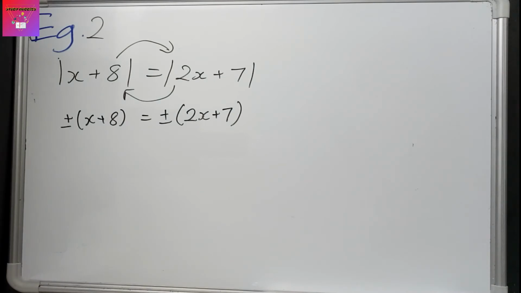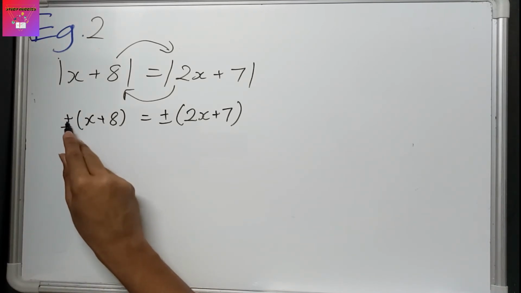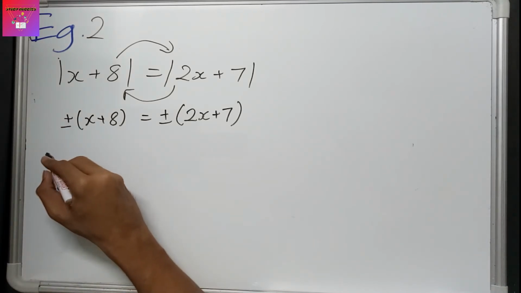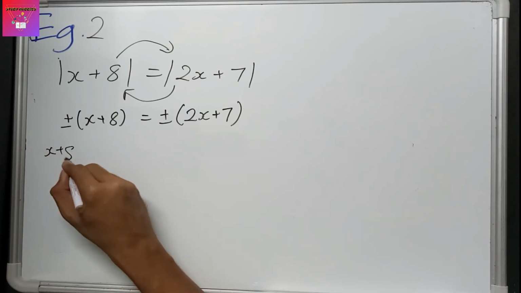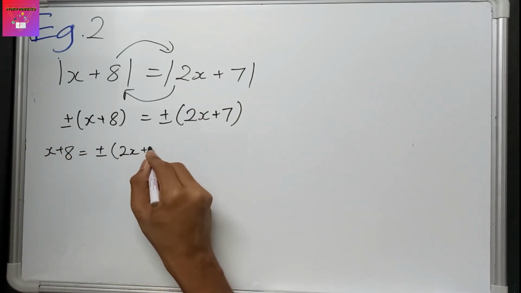So in this case, now it gets a bit tricky, right? Because both sides have a plus minus symbol. So what do we do? We have to split this equation into two. But just for the sake of proving to you, I will show you both ways of splitting it. So one way, we assume that this is only a positive value, which means you're going to get x plus 8 equals plus minus (2x plus 7).